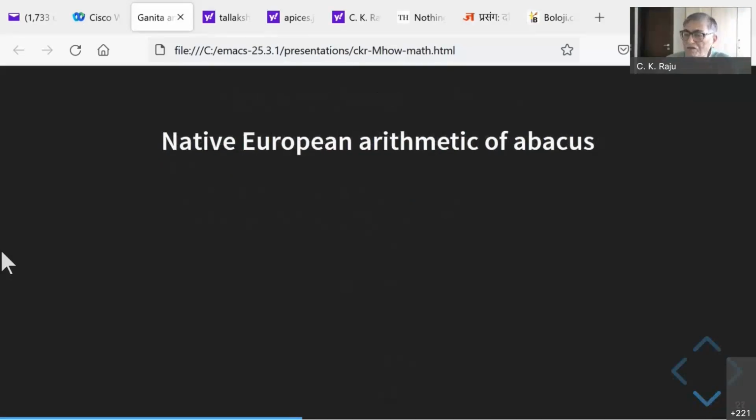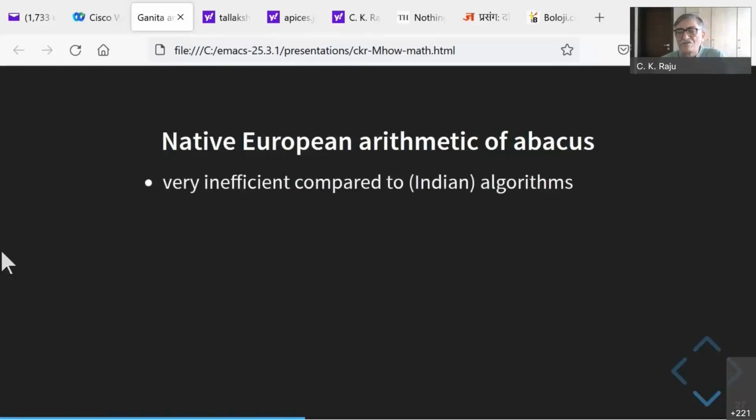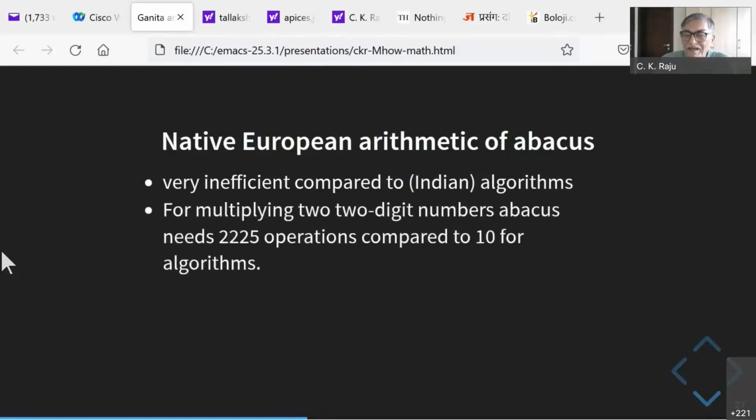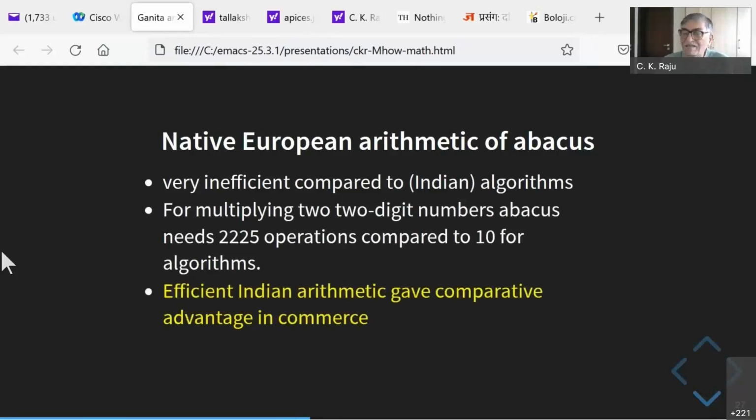People keep talking about zero, they keep talking about this, that. They don't talk about the efficiency of Indian arithmetic because we study our history from Western sources, and Western sources did not tell us that. They threw zero at us, like to throw some little bit to somebody, to a dog, a tidbit. So Roman arithmetic is extremely inefficient. And that is why Europeans themselves adopted it, because efficient arithmetic gives a comparative advantage in commerce.